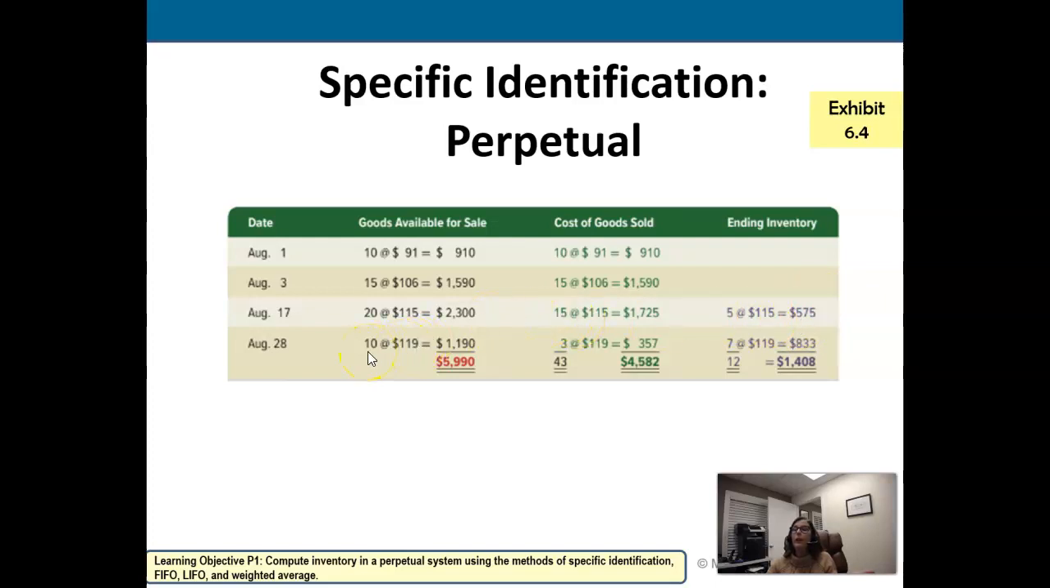We then, on August 28th, sell 3 of the 10 items we bought at $119, and that adds up to a total cost of goods sold for the same 43 items we talked about on the last slide of $4,582, and the same 12 items in our ending inventory. We have 5 at $115 and 7 at $119 to give us an ending inventory of $1,408.